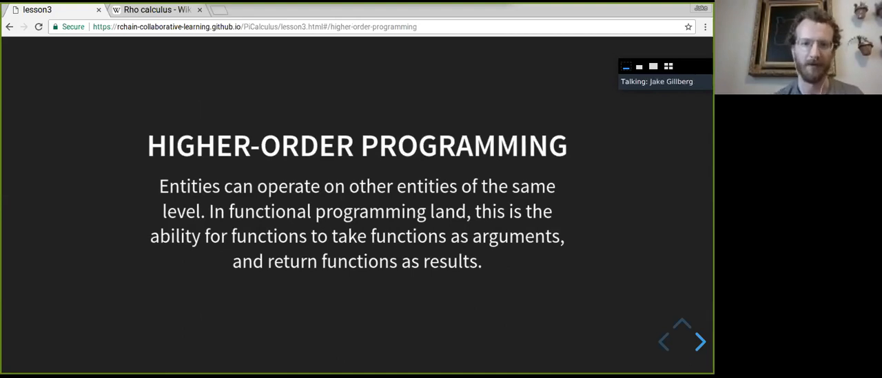And then there's higher order programming. Entities can operate on other entities at the same level. So in functional programming, this means that functions can take functions as arguments and return functions as results. So with the two of these things together, you get these nice software development properties where you can have computer scientists or program authors who are writing programs to write programs. And this is important when you get to industry scale level programming.